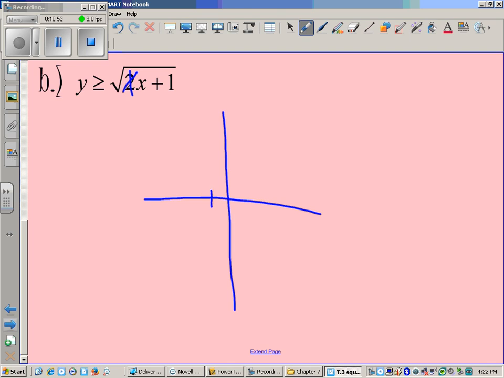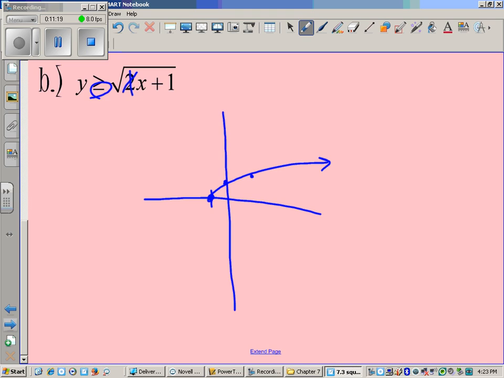Negative 1. And how far up do we go? Yeah, there's nothing on the back, right? So I'm going to go up nothing. I'm going to start here. What would my slope be? Up 1 over 1? Up 1 over 1? Solid line or dashed line? Solid line this time, right? Because of the equal to sign, I'm going to do a solid breadstick.